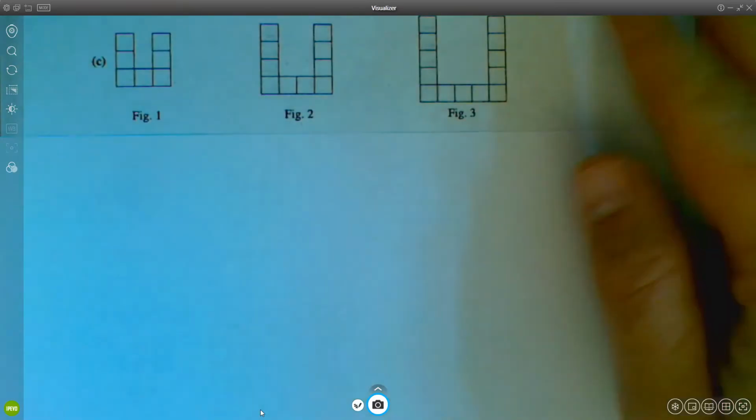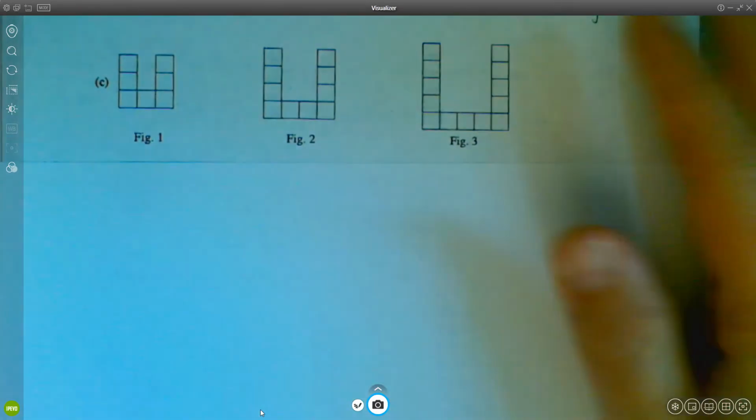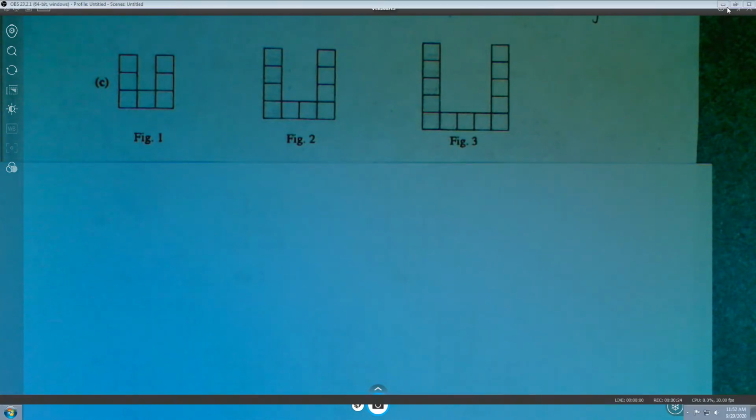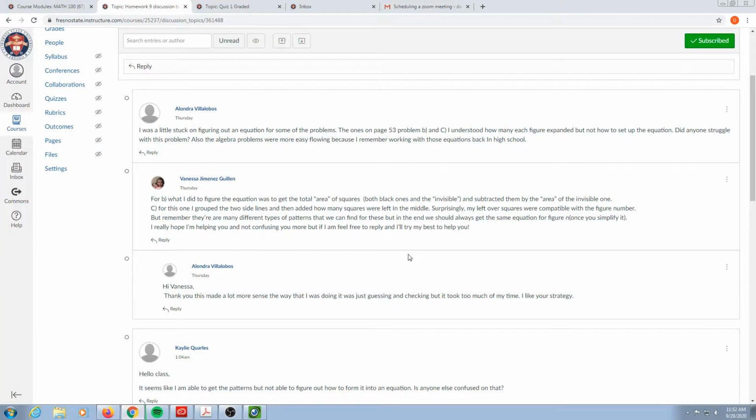Okay, let's take a look at part C. Okay, so here's what part C looks like. We have figure 1, figure 2, figure 3, and then we need to come up with number sentences for these things and use that number sentence to extrapolate to look at figure 4, figure 10, figure 100, and then in general just figure n. And again, this was asked about in the discussion board, and I thought that, again, Vanessa had a good answer there.